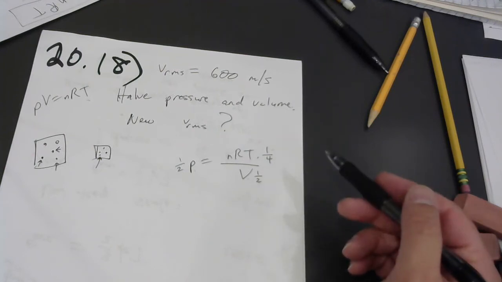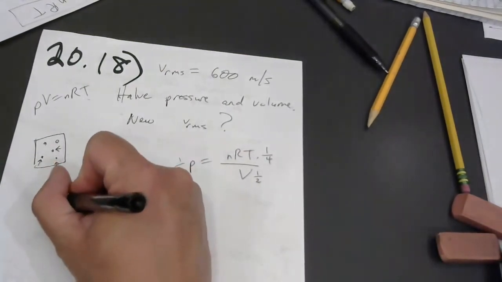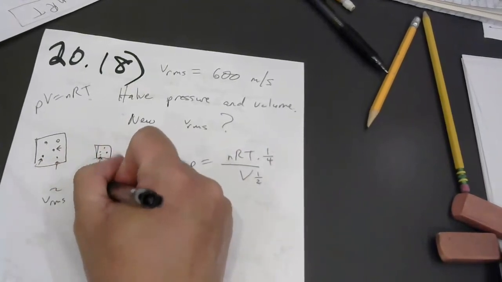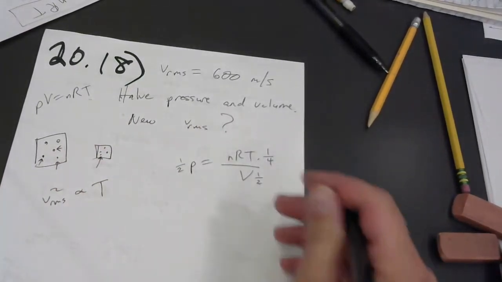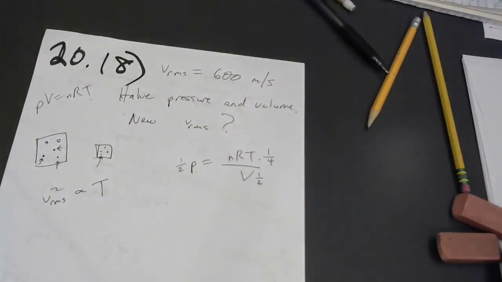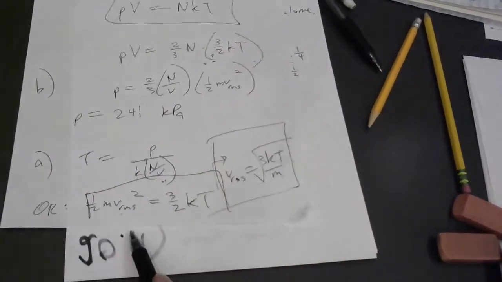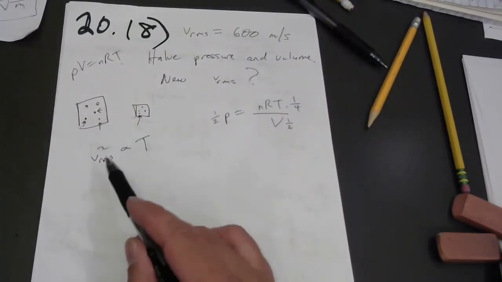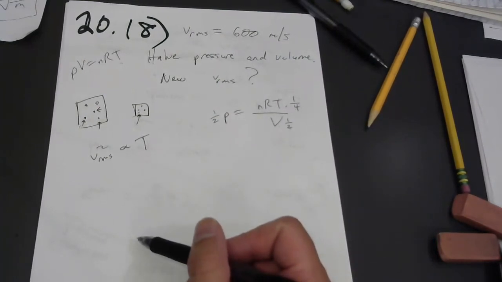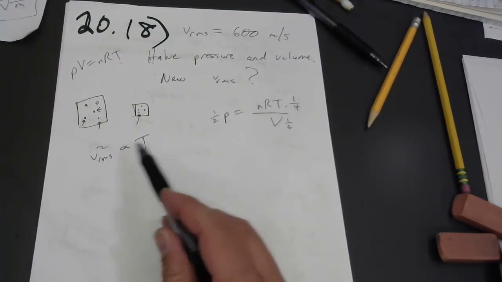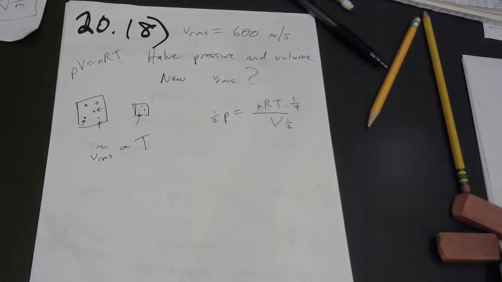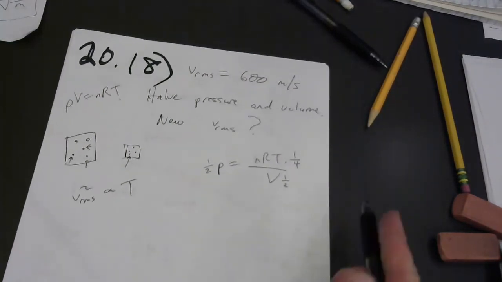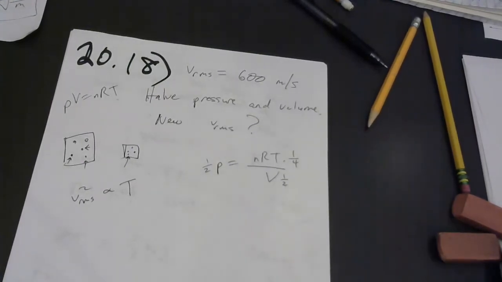And let's see, we know that VRMS is proportional to temperature, because I'm using that same relation that I keep going back to, this one right here. Kinetic energy. Okay, so if we need the temperature to go down to 1/4 of its original value, do you see that the RMS speed would have to go down to 1/2 of its original value? Because 1/2 squared is 1/4. Cool. I just reasoned through this without actually doing any math. The new RMS speed would have to be 300 meters per second.